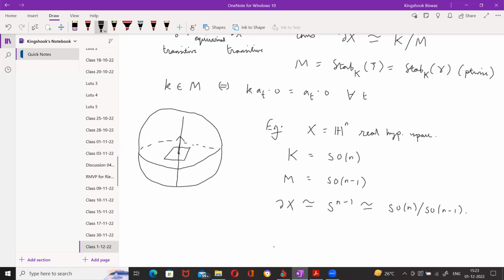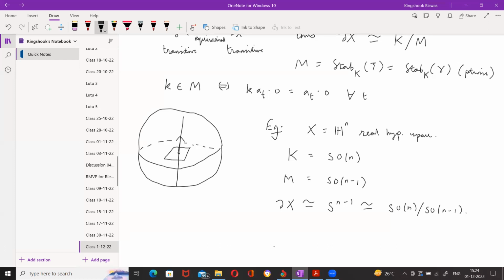But that is different from the visual boundary. So for higher rank, these boundaries become different. For rank 1, they're the same. There's the Poisson boundary, Martin boundary, visual boundary. They all can be identified.